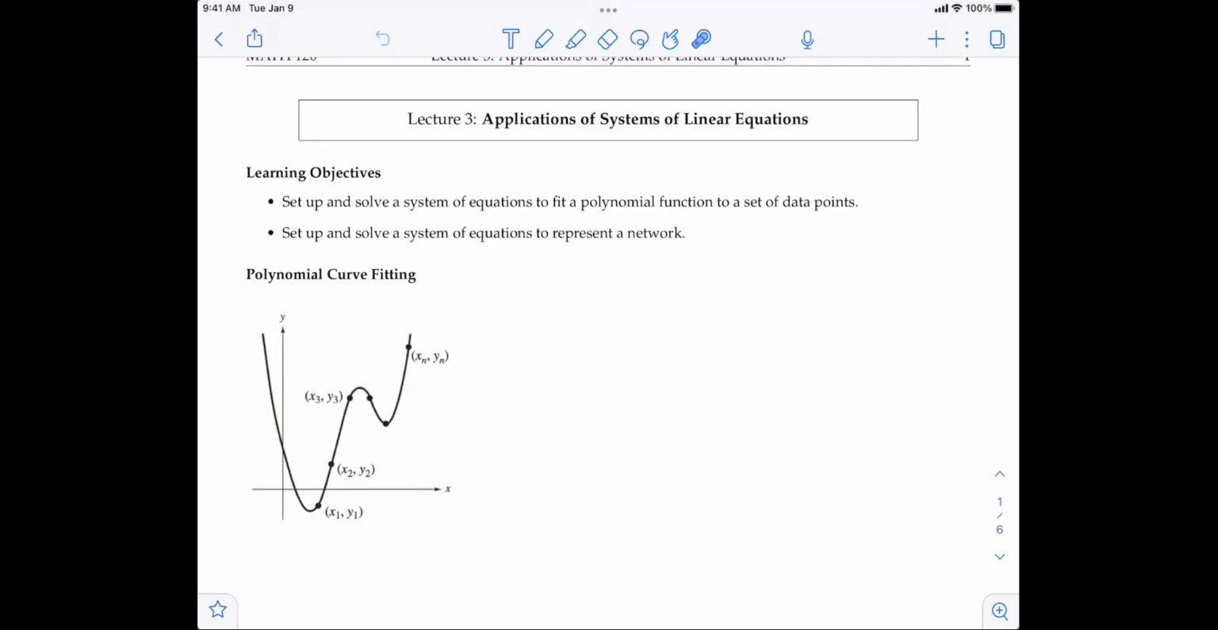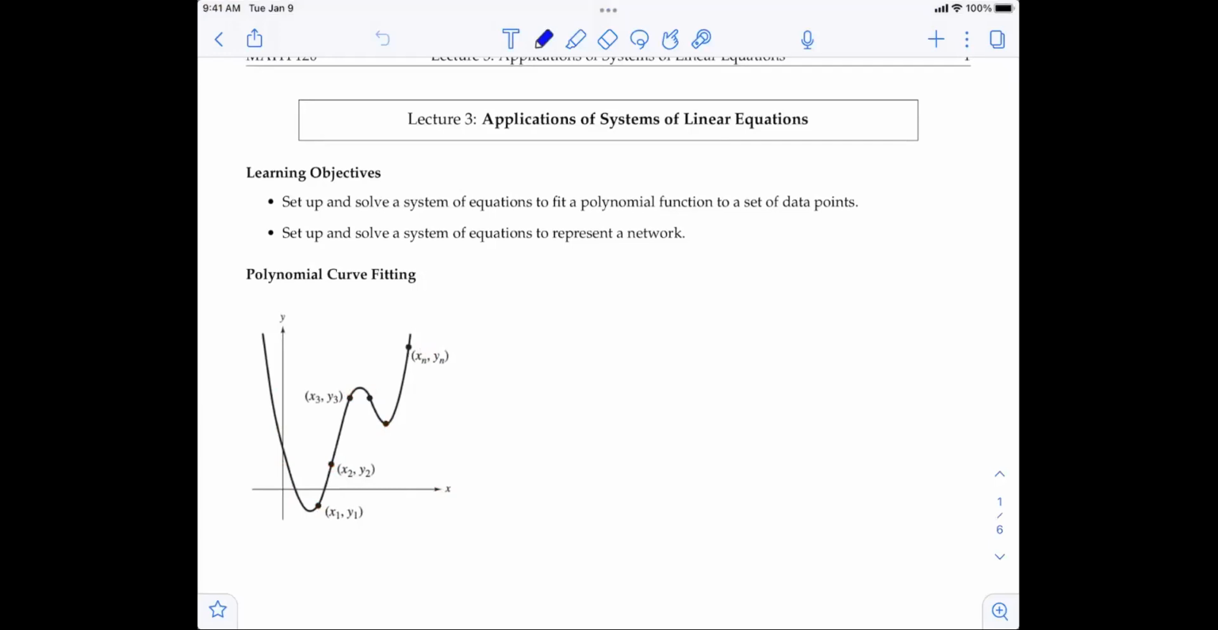Now if you have n points on the xy plane, x1 y1, x2 y2, x3 y3, so on and so forth up to xn yn, you want to find a representation or a function or a curve that best fits the points given to you. And this whole process is called polynomial curve fitting. All right, so let me write down some information here.